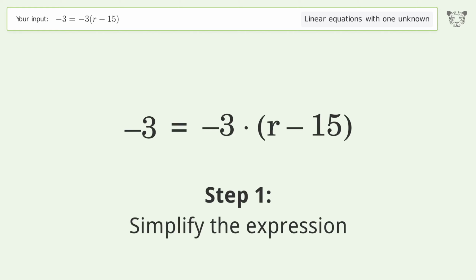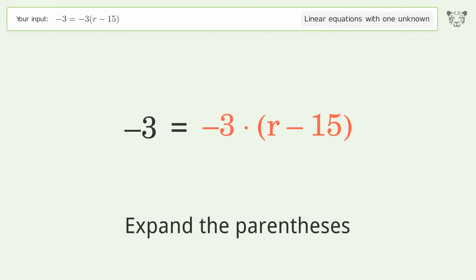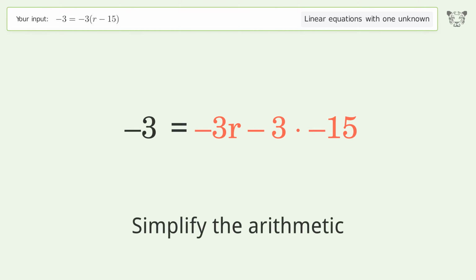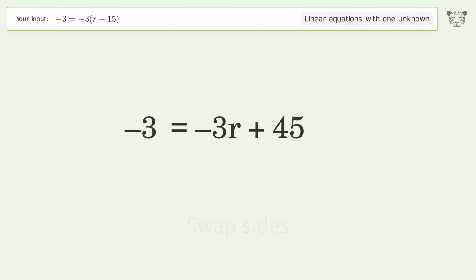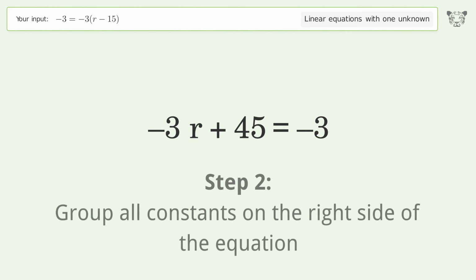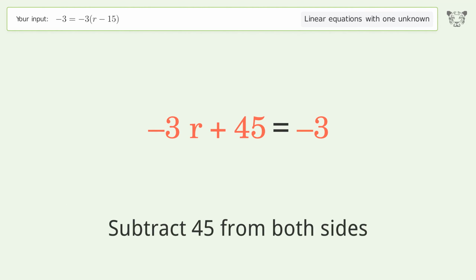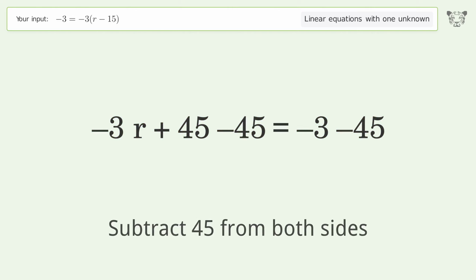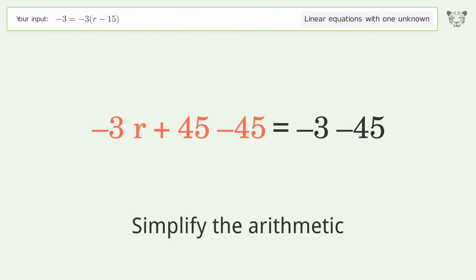Simplify the expression. Expand the parentheses. Simplify the arithmetic. Swap sides. Group all constants on the right side of the equation. Subtract 45 from both sides. Simplify the arithmetic.